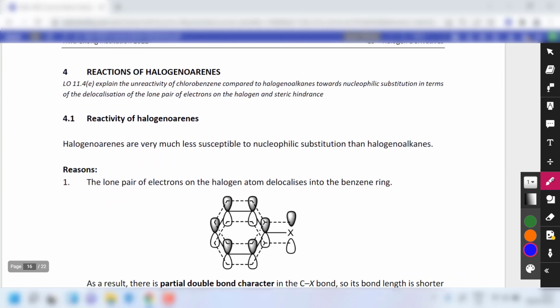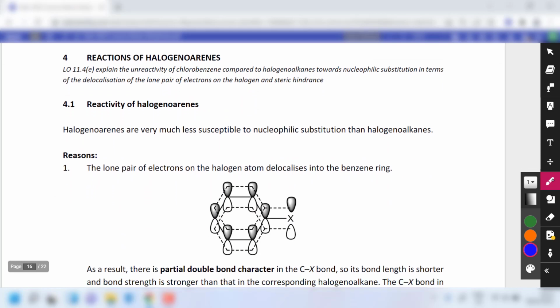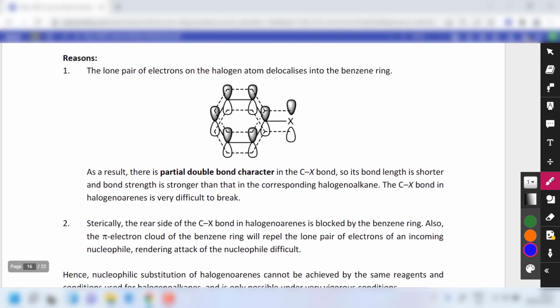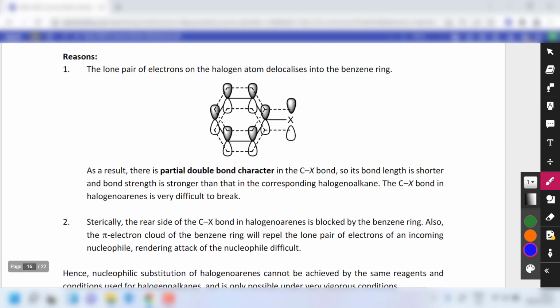Next we will move on to the reactions of halogenoarenes. So the key learning objective here is that chlorobenzene is relatively unreactive as compared to the other halogenoalkanes. So what is the reason? Over here we give two very simple reasons, but they are sufficient for you to go through and then understand.